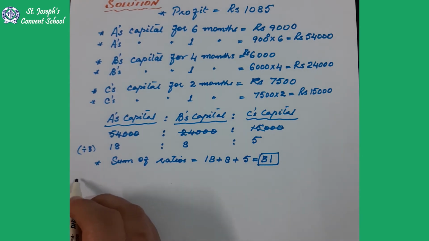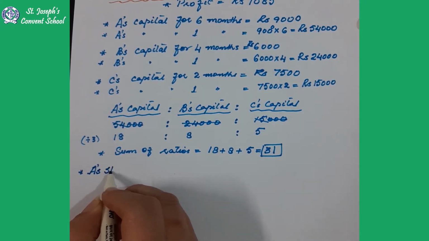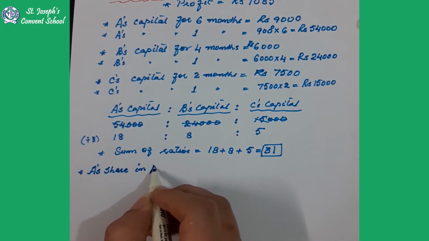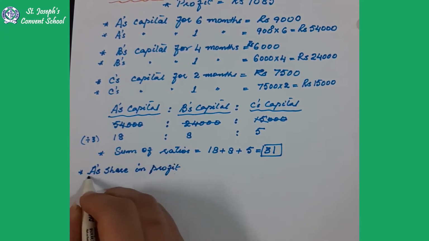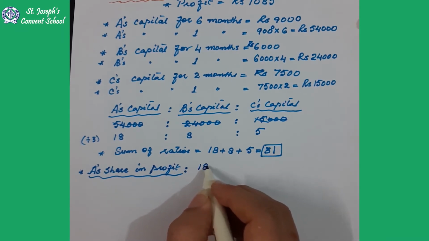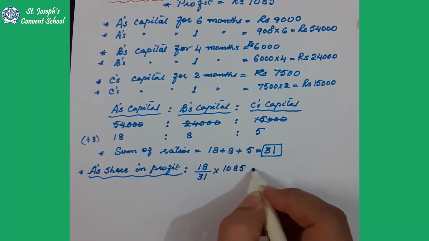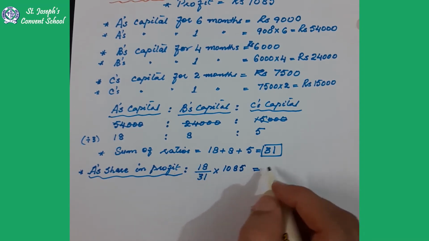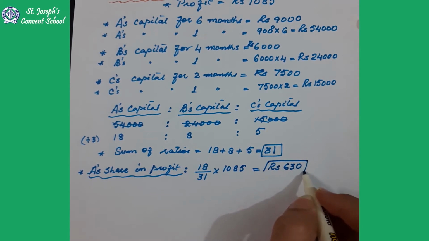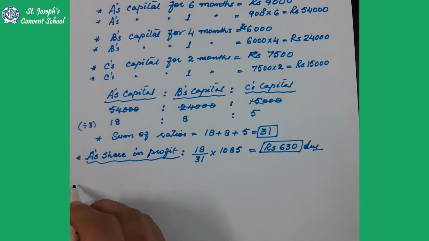Let's find A's share in profit. So A's share is, A is 18. 18 divided by 31 into profit, 1085. You can use a calculator: 18 divided by 31 multiplied by 1085. So the answer will come rupees 630. First answer. So the share of A is rupees 630 from the profit.